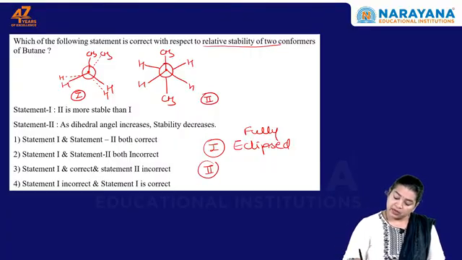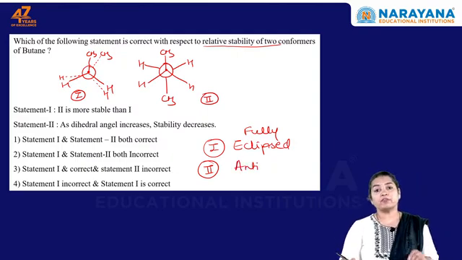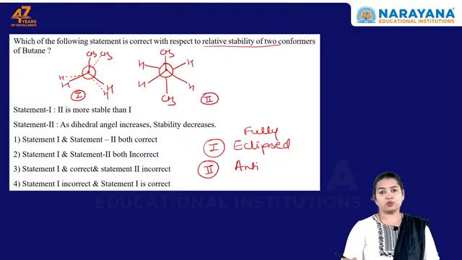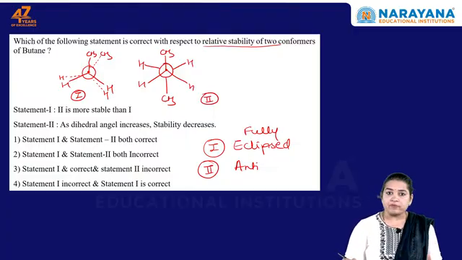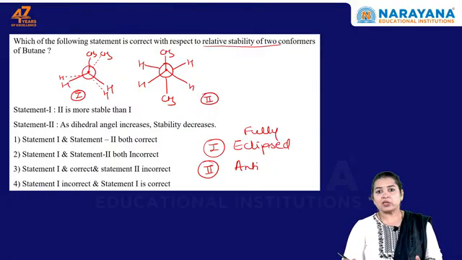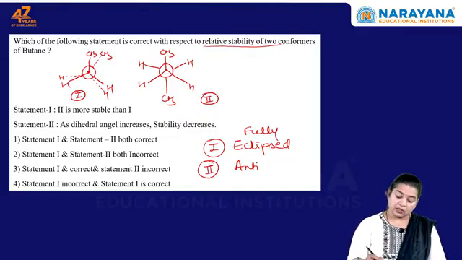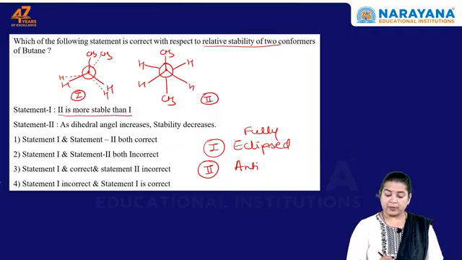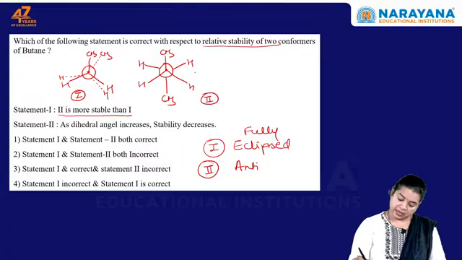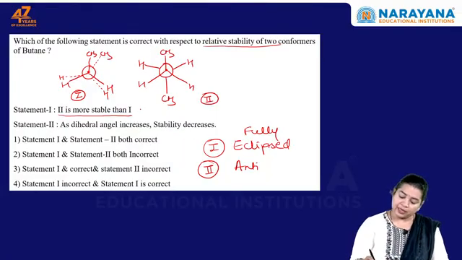Second conformer is the anti-conformer, right? Anti-conformer of n-butane along C2-C3 is the most stable conformer. The other one is, of course, gauche, or the partially eclipsed, which is not taken into consideration. We are asked about these two only. Now the question: statement 1 says 2 is more stable than 1.